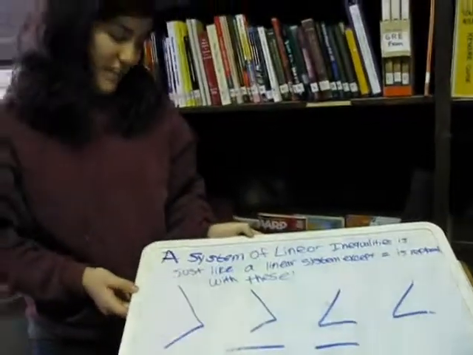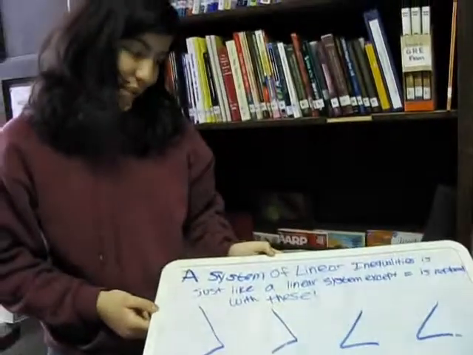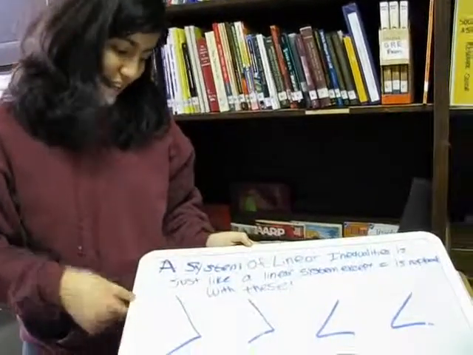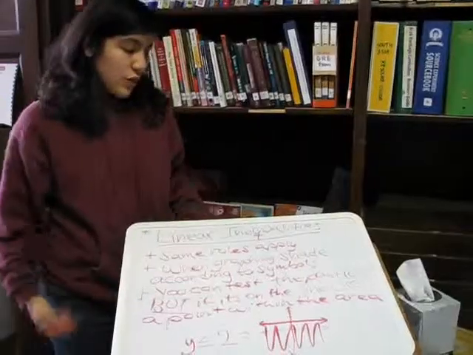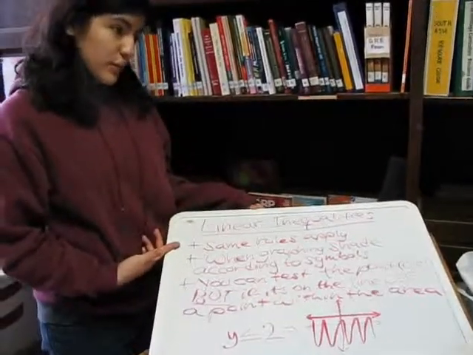On to Chapter 3.3, Graphing Systems of Linear Inequalities. But wait, what's an inequality? A system of linear inequalities is just like a linear system, except the equal sign is replaced with these symbols. With linear systems, the same rules apply.